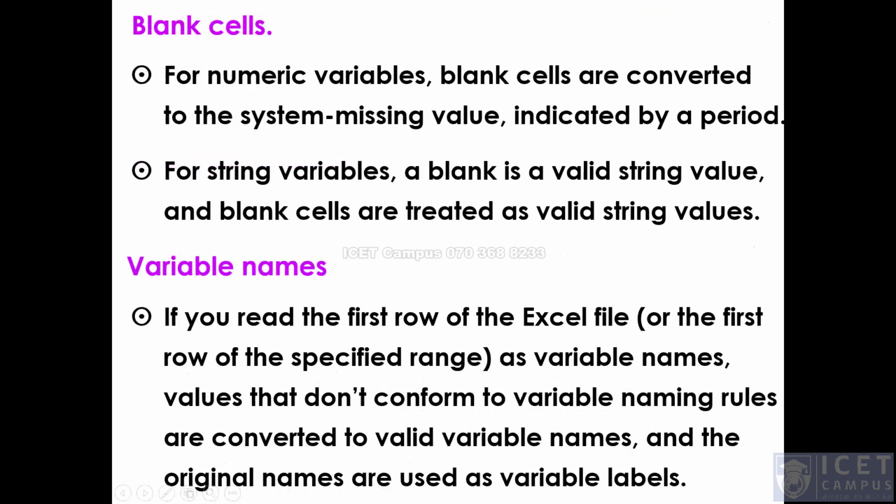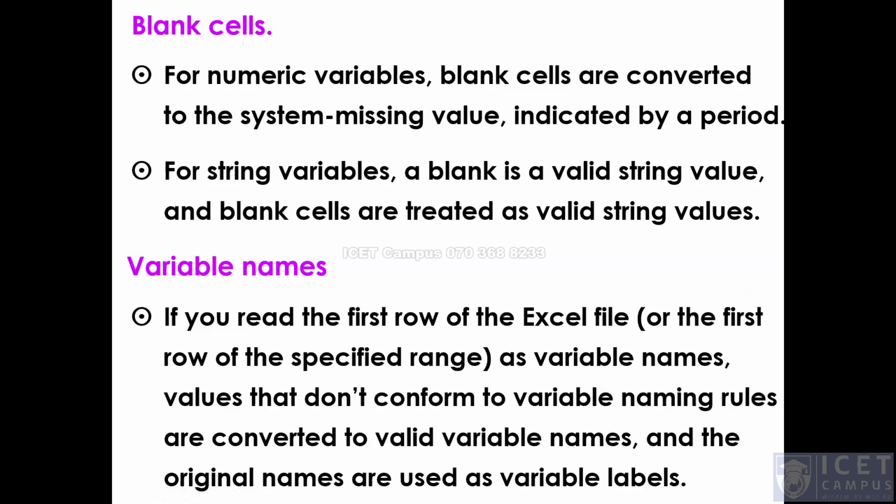Then blank cells. For the numeric variables, blank cells are converted to the system missing values, indicated by a period. For string variables, a blank is a string value, and blank cells are treated as valid string values. So the blank cell is like a string value.